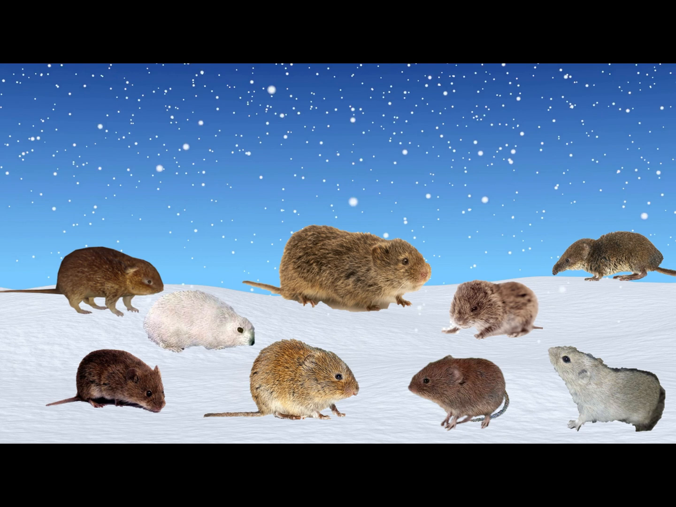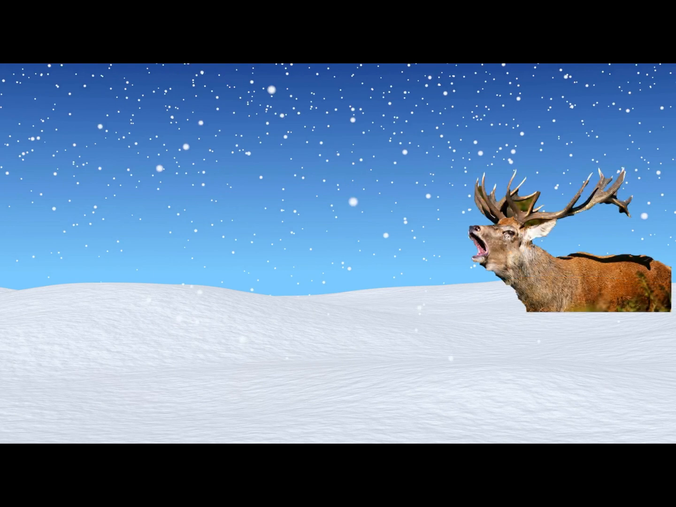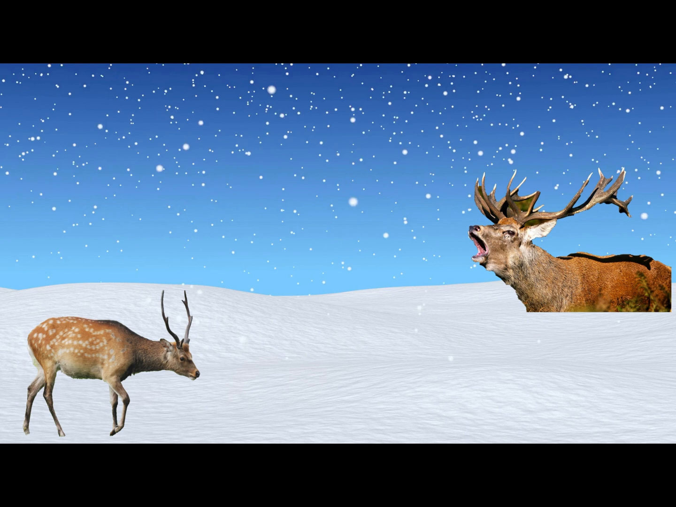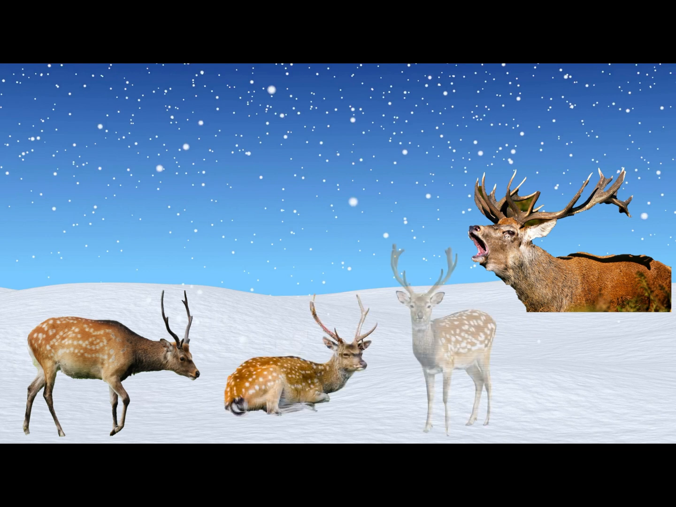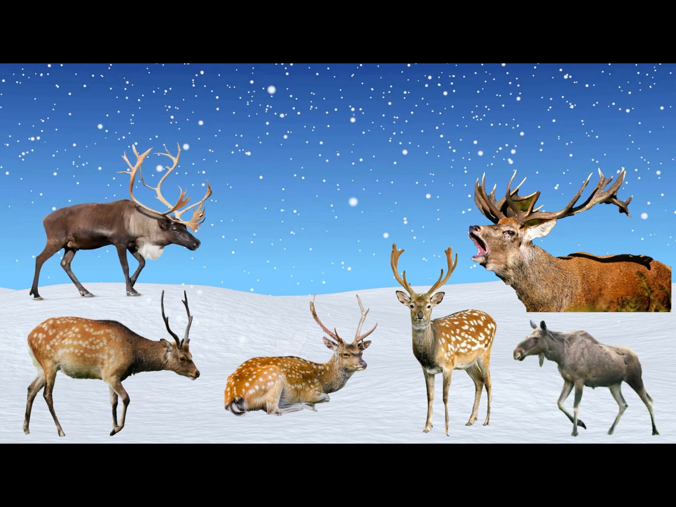However, heavier animals might fall through the surface and struggle in the deep snow. Heavier things like red deer, Cervus elaphus, sika deer, Cervus nippon, fallow deer, Dama dama, roe deer, Capreolus capreolus, Eurasian elk, Alces alces, and reindeer, Rangifer tarandus. However, reindeer do not normally fall through the snow despite being very heavy.